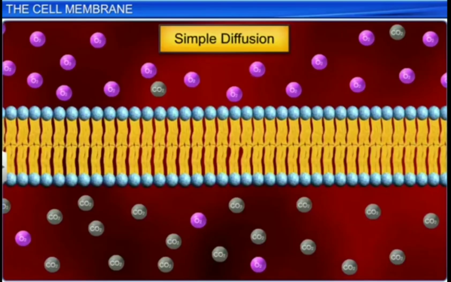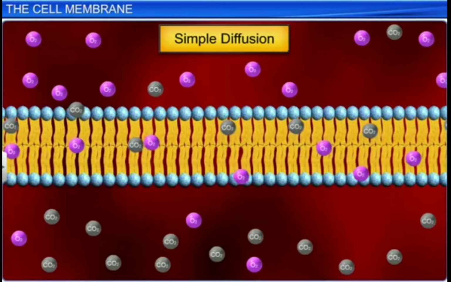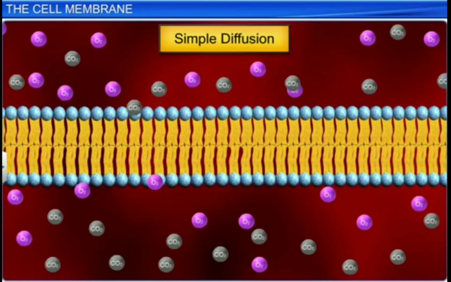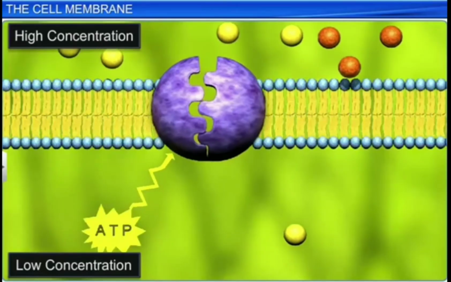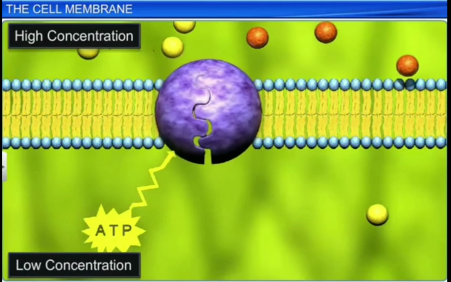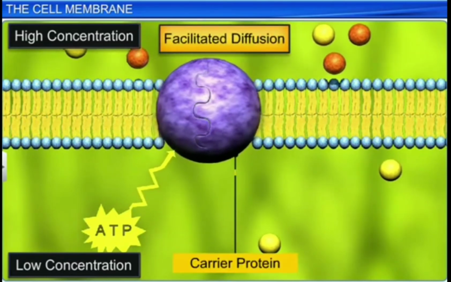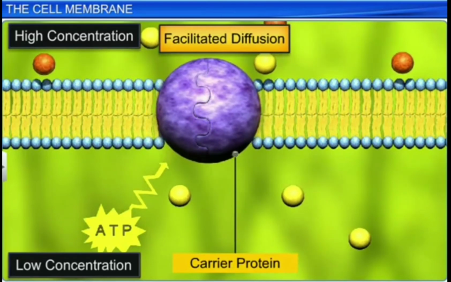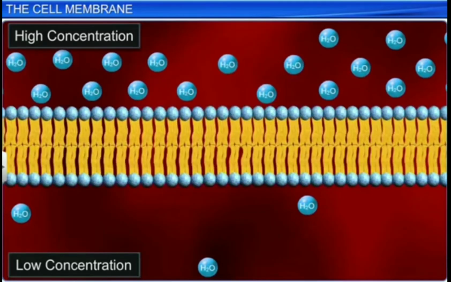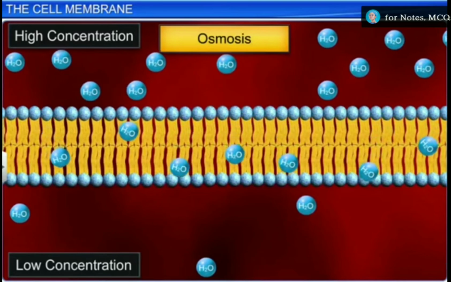In simple diffusion, oxygen and carbon dioxide molecules freely move across the membrane from higher to lower concentration, whereas larger molecules, such as glucose, are transported by facilitated diffusion, in which carrier proteins in the membrane change their shape and accelerate the diffusion process. On the other hand, osmosis refers to the movement of water molecules across the cell membrane through diffusion.